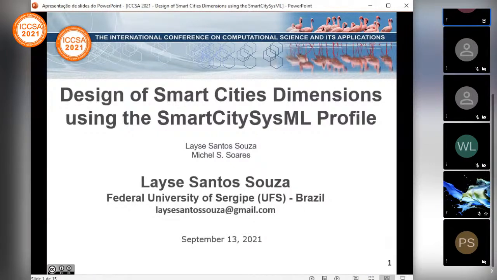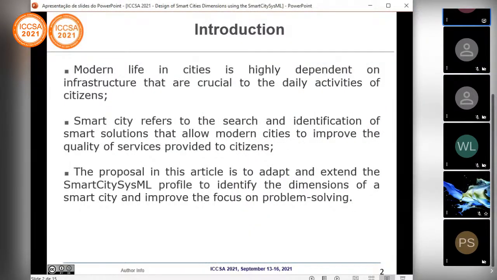Today, I will present the article Design of Smart Cities Dimension using the Smart Cities ML profile. Modern life in cities is highly dependent on infrastructure that is crucial to the daily activities of citizens. Smart city refers to the search and identification of smart solutions that allow modern cities to improve the quality of services provided to citizens. The proposal in this article is to adapt and extend the Smart Cities ML profile to identify the dimensions of a smart city and improve the focus on problem solving.